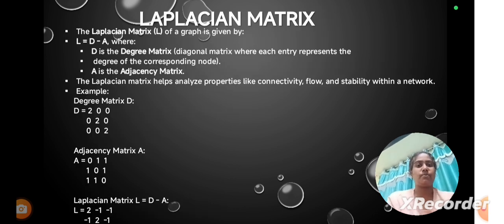Then comes the Laplacian matrix. The Laplacian matrix of a graph is given by L equals D minus A, where D is the degree matrix and A is the adjacency matrix. And I've mentioned a few examples in the PPT. You can go through it.